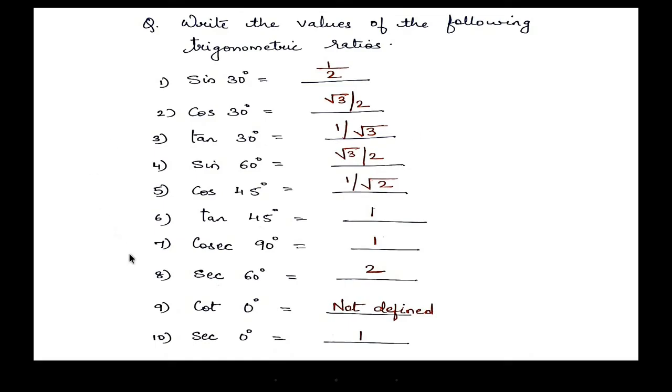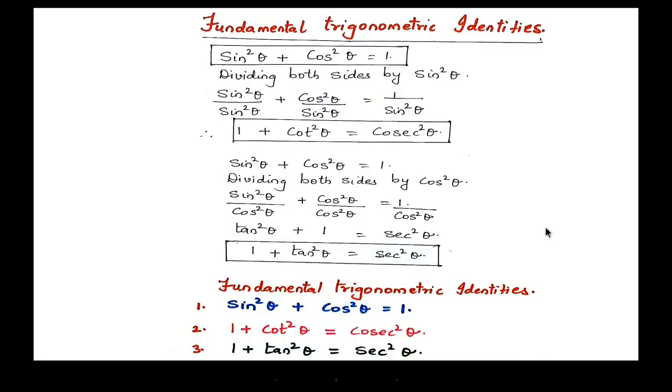In this way we can find the values of any trigonometric ratios for the angles 0 degrees, 30 degrees, 45 degrees, 60 degrees and 90 degrees. We study a few more trigonometric identities this year.